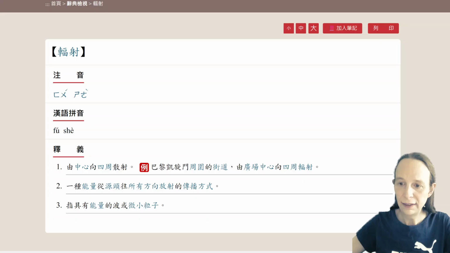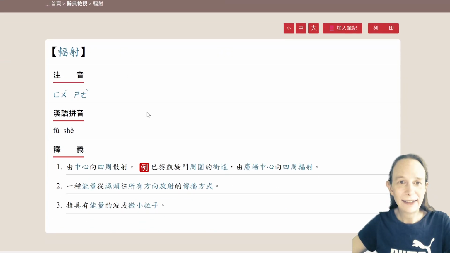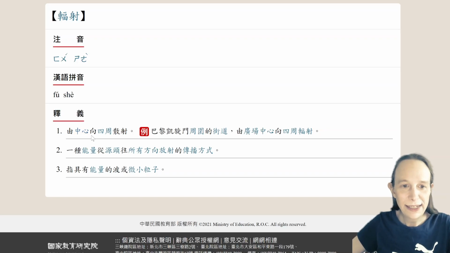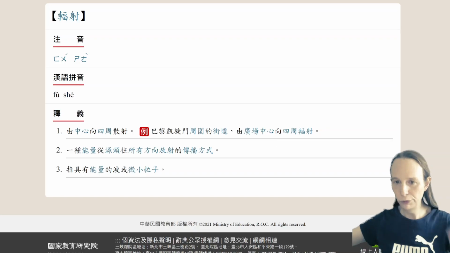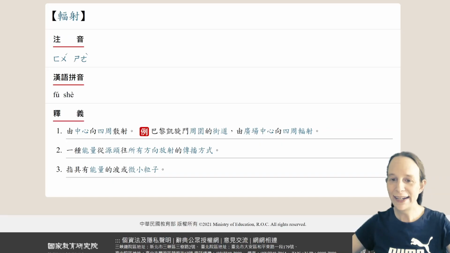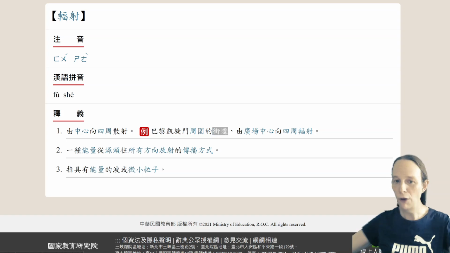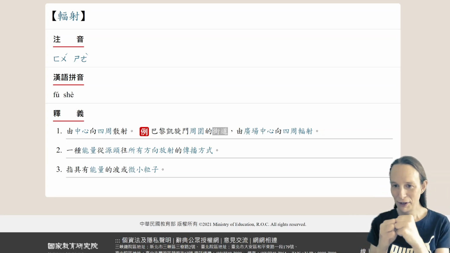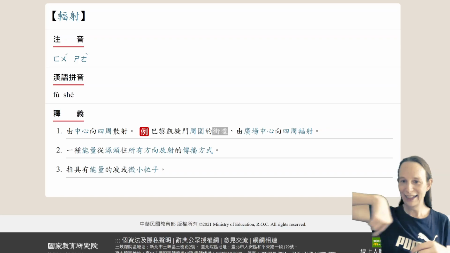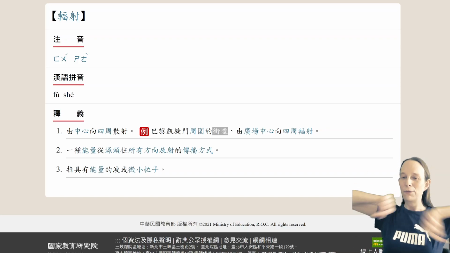Yeah, one second. So this is a Taiwanese dictionary. 有中心向四周散射. That's a verb. 巴黎凯门泉周围 is it? 周围的街道有广场中心向四周辐射. That's a verb. It radiates in all directions. No, the roads from the Arc de Triomphe in Paris. If you've been there, it's like in the middle of a roundabout and the roads kind of radiate outwards.